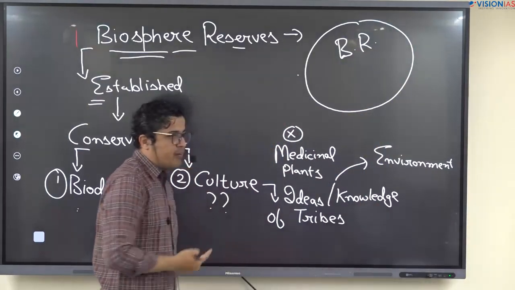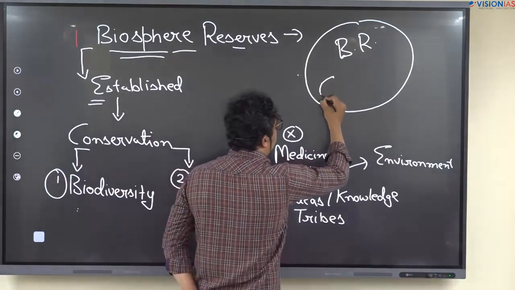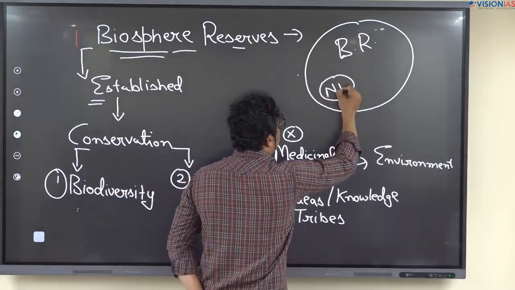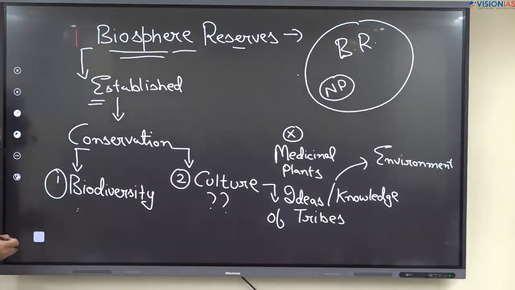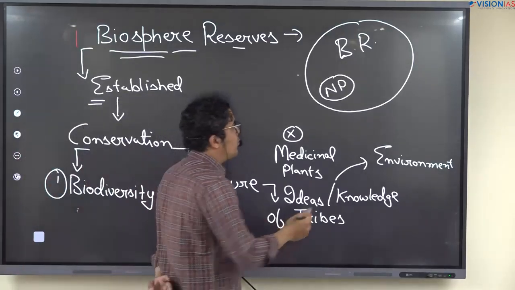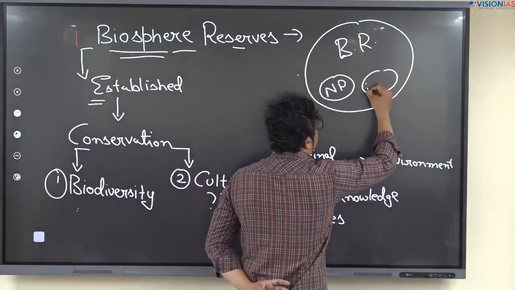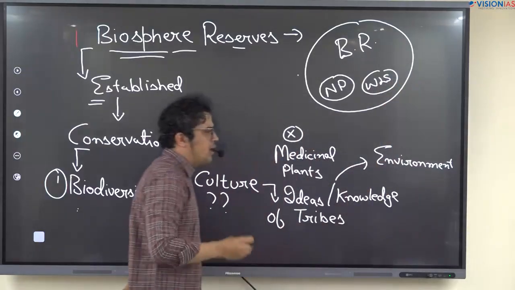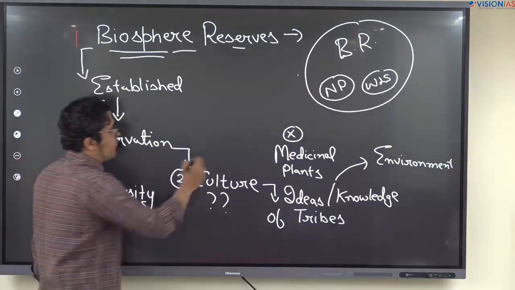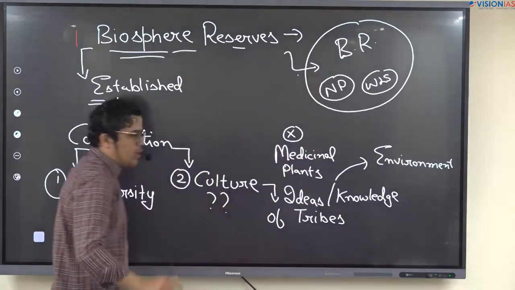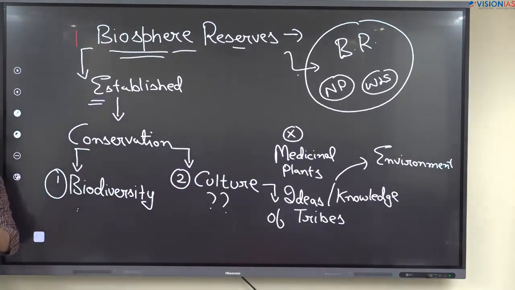If you compare biosphere reserves with national parks, national parks are a very small area compared to a biosphere reserve. There is a clear difference in area. National parks and wildlife sanctuaries are a very small part of a biosphere reserve. Area-wise, biosphere reserves are very big and vast. They can spread across more than two states. First difference, area. Biosphere reserves are very big as compared to national parks.